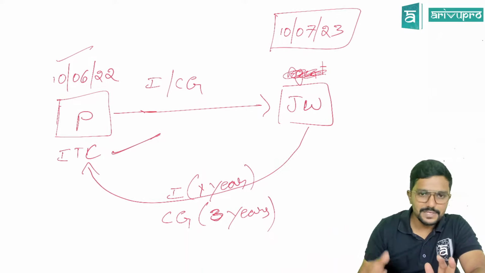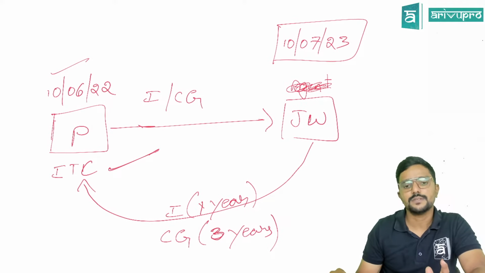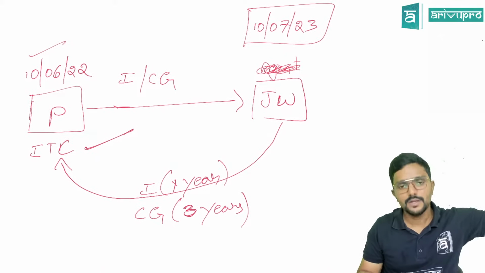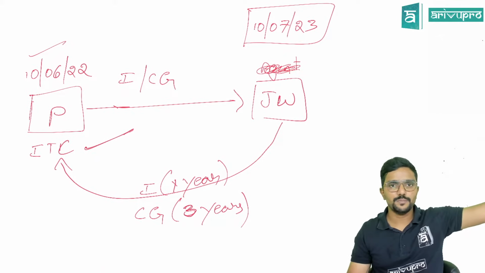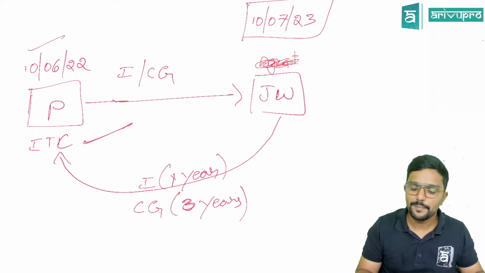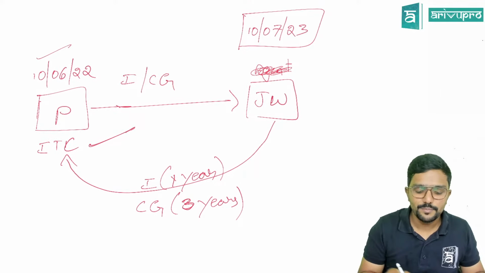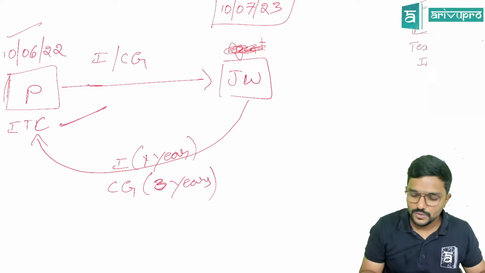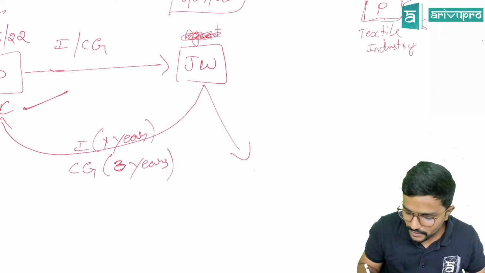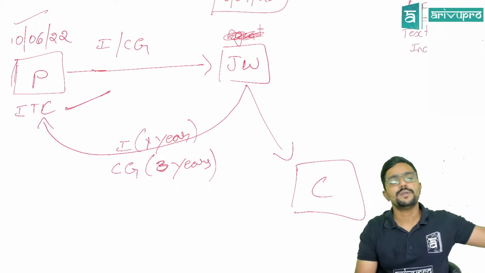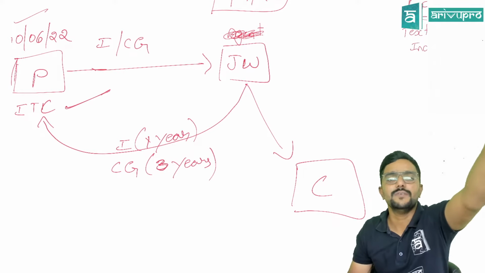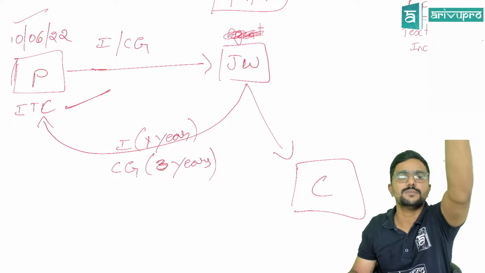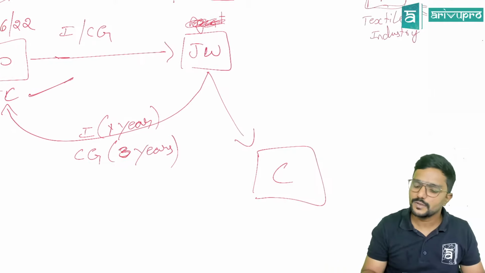Now, we will discuss in detail. Next, one more thing. Now, the job worker has to return back the inputs within 1 year or capital goods within 3 years. But there is one more option: the principal has found a customer who is near to the job worker. So he asks the job worker to deliver the goods to his customer. The principal tells the job worker, just deliver whatever you have stitched, that is clothes or shirts or whatever, please give it to my customer who is near to you. So in that case, it's fine.